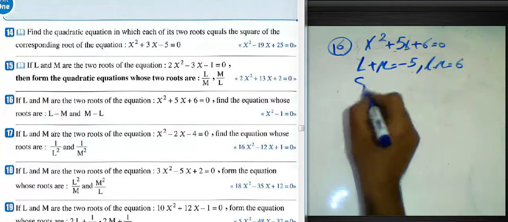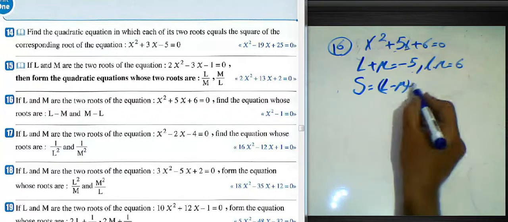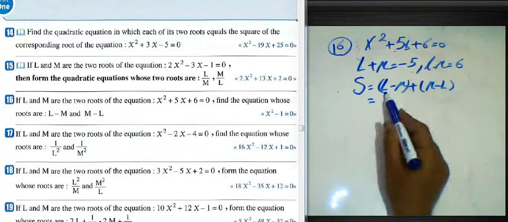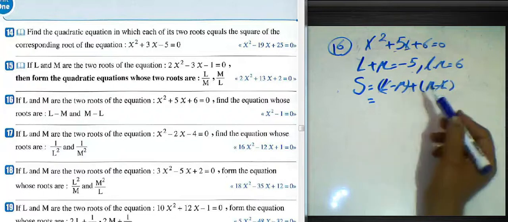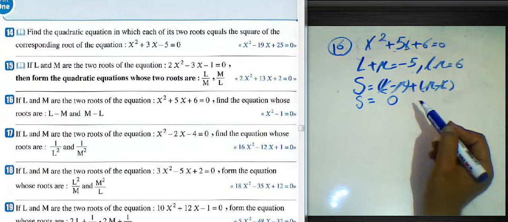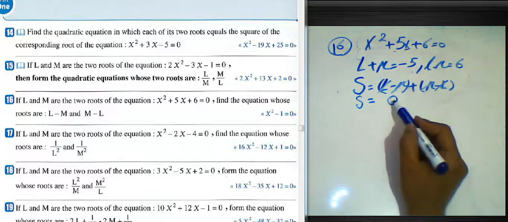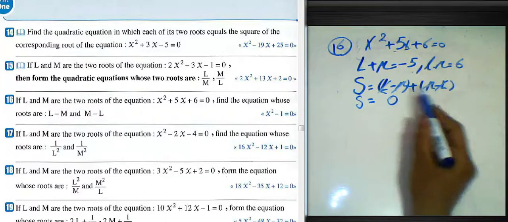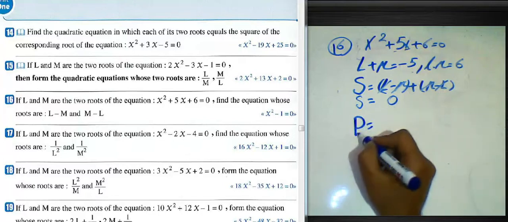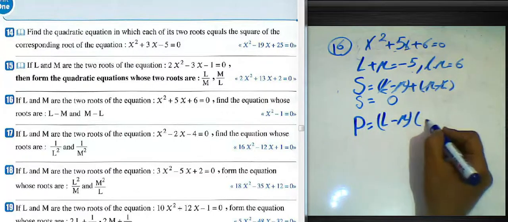So we can find the sum between two roots, L minus M and M minus L. We know L plus negative L equal 0, negative M plus M equals 0, so the sum will be 0. Then we can find the product. Product, okay: L minus M product M minus L.